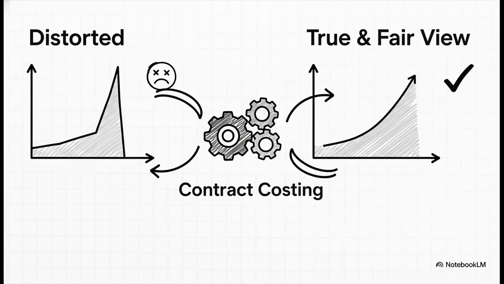So when you boil it all down, what's the big takeaway? The ultimate goal of contract costing isn't just about following rules for the sake of it. It's all about painting an honest, accurate picture. It provides a true and fair view of a company's financial performance year after year, which helps avoid that wild, distorted profit pattern we talked about at the very beginning.